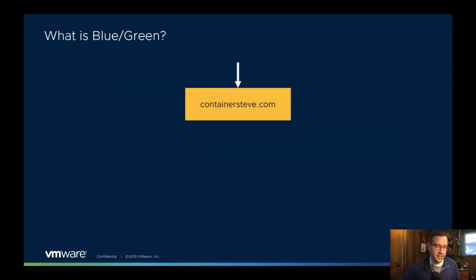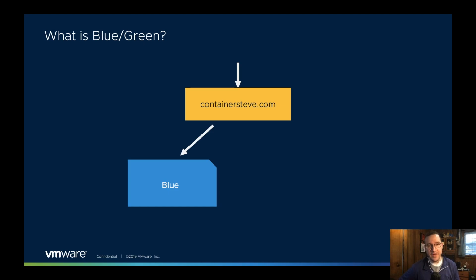So what is BlueGreen? BlueGreen is a deployment methodology. It's a way that you can route traffic from one version to another. So this is an example. Containersteve.com is my fully qualified domain name, and it's going to receive traffic, and we're going to configure it to send traffic to the Blue service. So within my cluster, I have a Blue service that's handling the production traffic today.